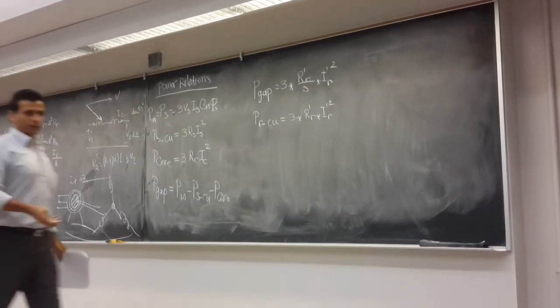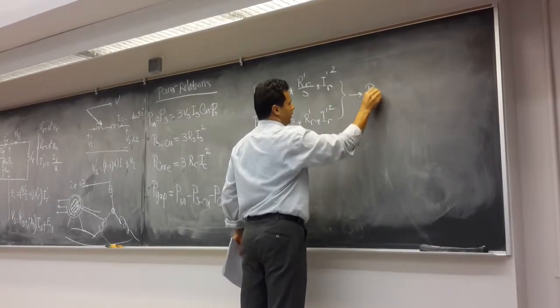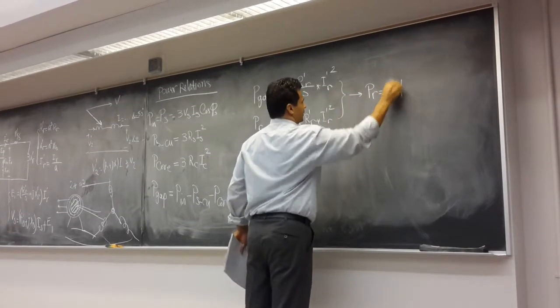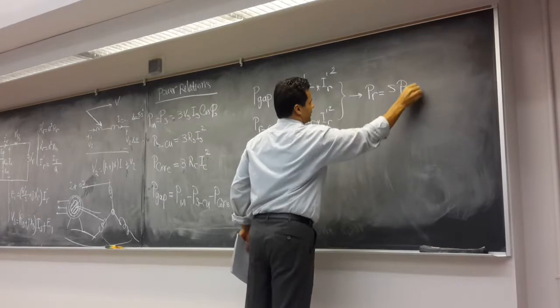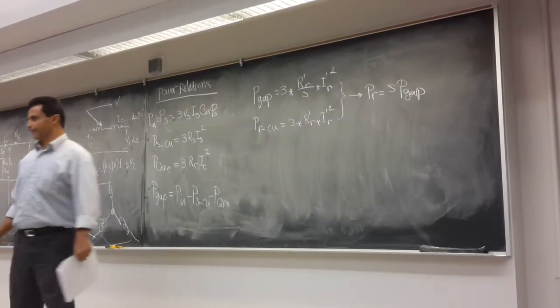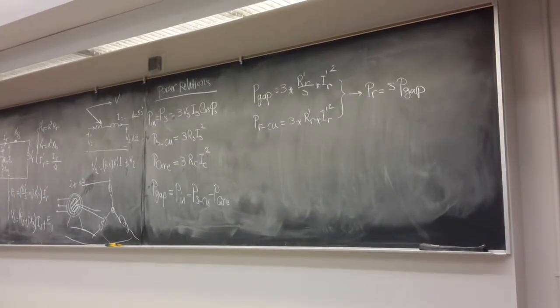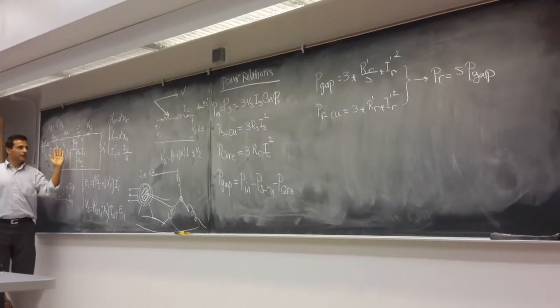So what you see here, tell me. How much is PR? Is it correct? P rotor copper is S times P gap, right? Why is it not R prime R over S in the copper one? No, I'm going to correct, not correct, I'm going to develop this circuit a little bit more.